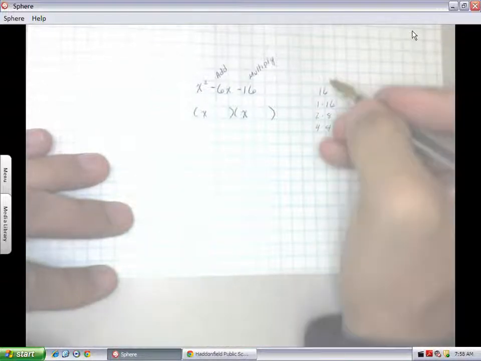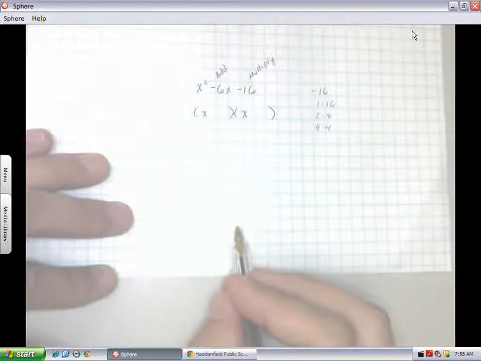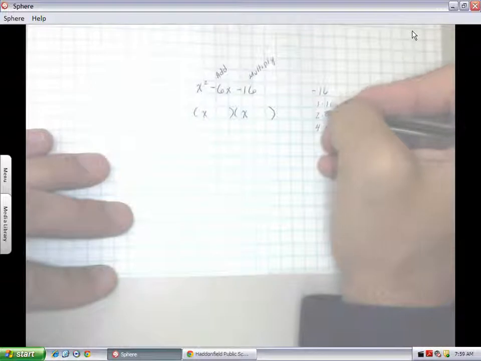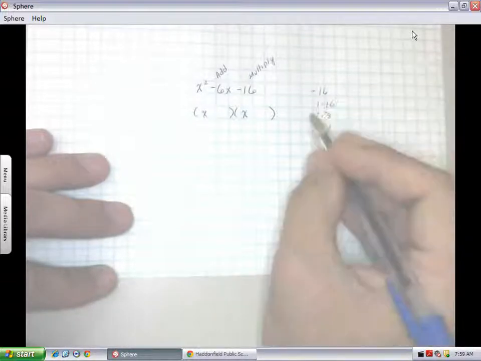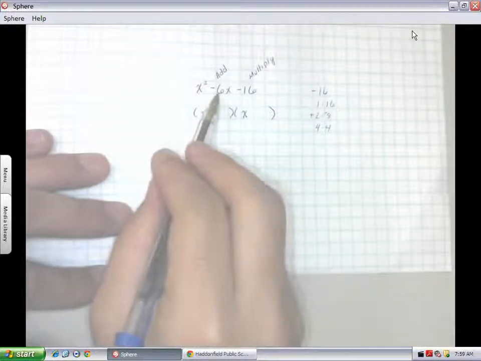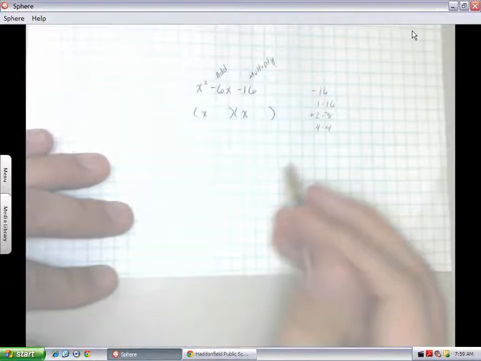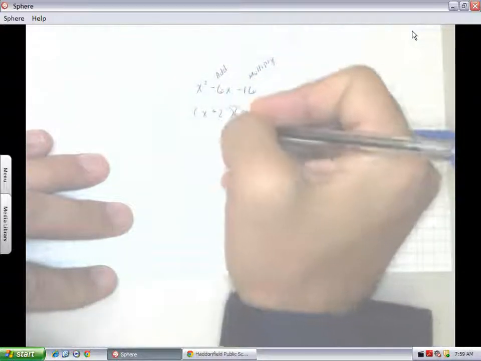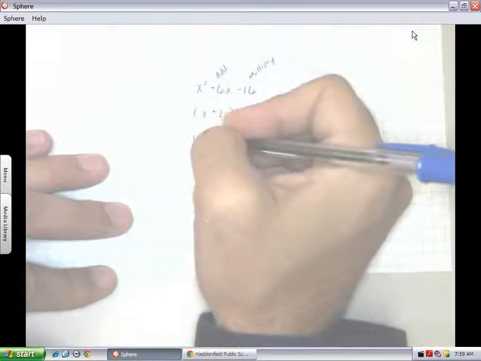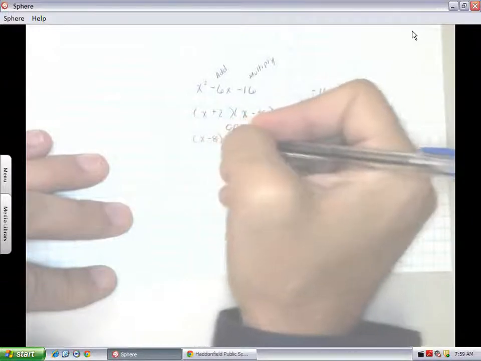And since it's negative 16, one of the numbers would have to be positive and one would have to be negative. So positive 2 and negative 8 will add to negative 6. Positive 2 and negative 8 will multiply to negative 16. So I can write x plus 2, x minus 8, or I could even write x minus 8 times x plus 2.